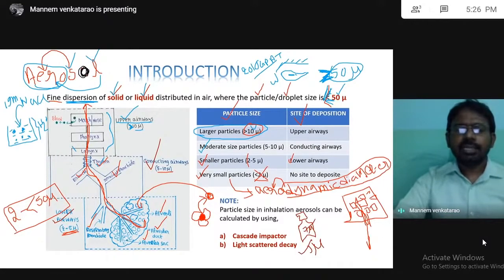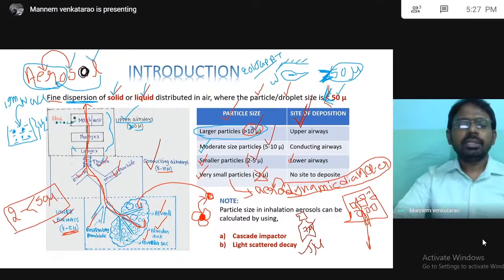That's why the importance of particle size in inhalation aerosol is that it determines the site of deposition, where it can be deposited. That is decided only by particle size. Without knowing the particle size, we can't say where it can be deposited. With this, the importance of particle size is completed.